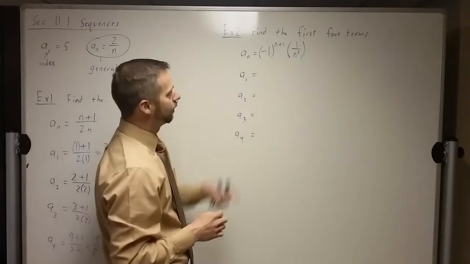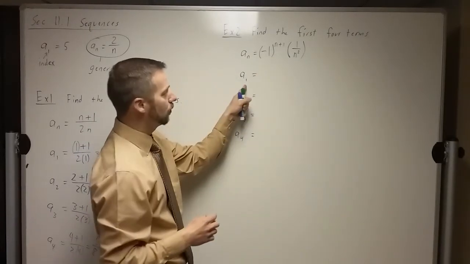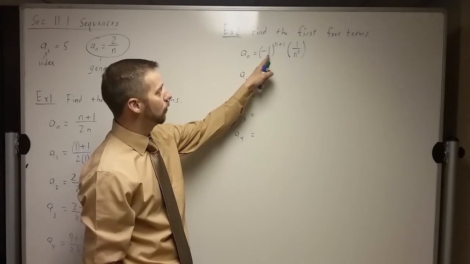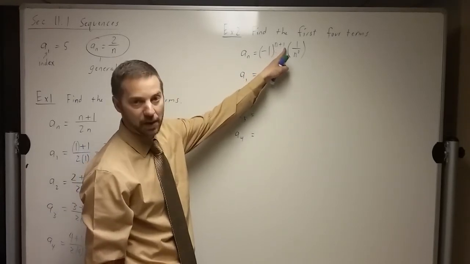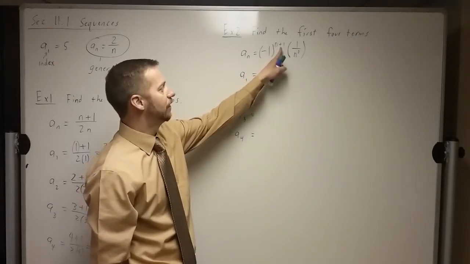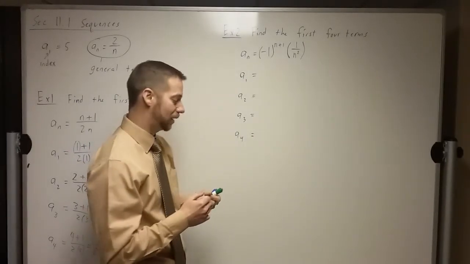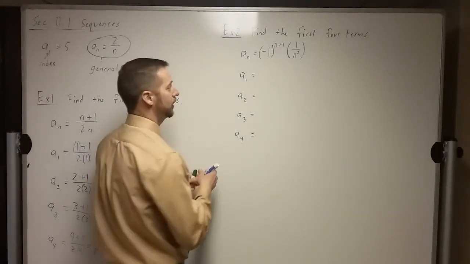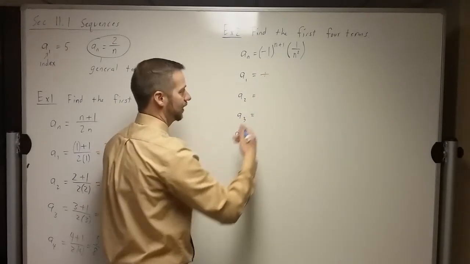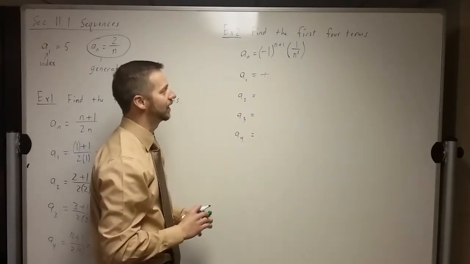So for the negative and positive part, if I put in 1 in this sequence, -1 raised to the 1 plus 1 power is what this would say. If I raise it to the 1 plus 1 power, it's squared. So -1 raised to the second power is positive. And so this one's going to be positive, but you wouldn't have to write the plus sign. I'm just going to do it for emphasis.